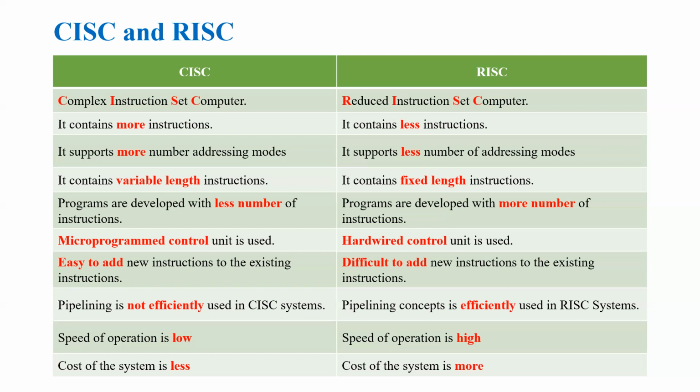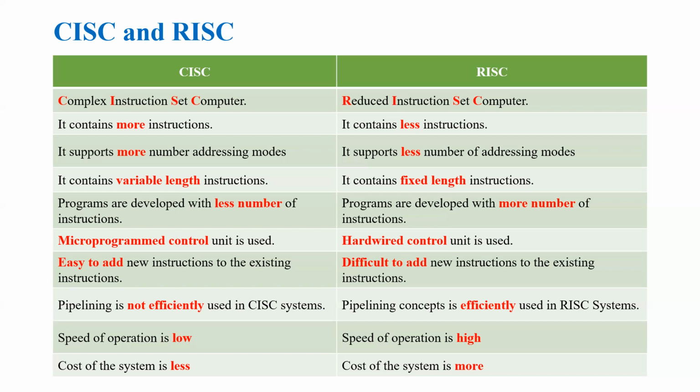Then, the advantage of CISC is that programs are developed with fewer instructions, because to do each and every operation we have a dedicated instruction in its instruction set. At the same time, the disadvantage of RISC is that programs are developed with more instructions. The reason is that in the RISC instruction set, we never have instructions for each and every operation. Those operations we perform with a combination of instructions.